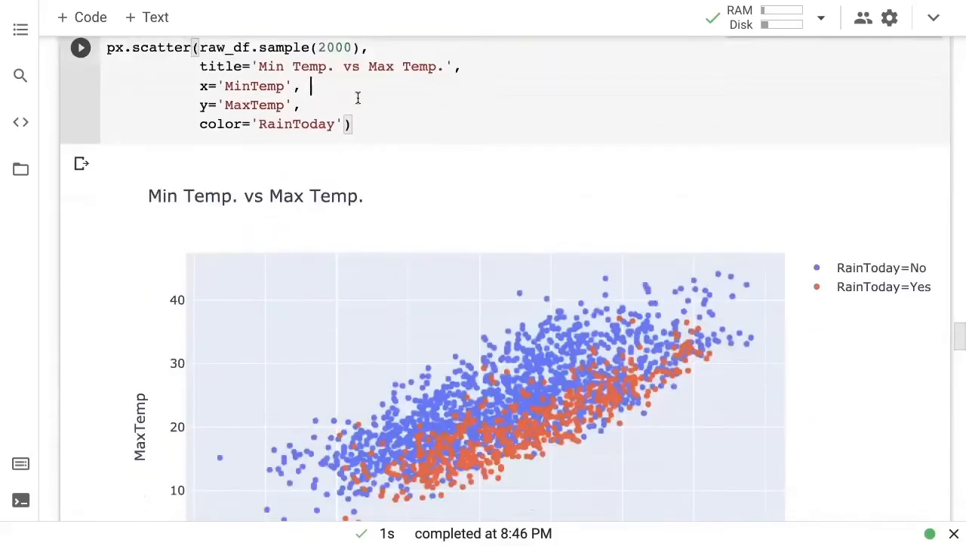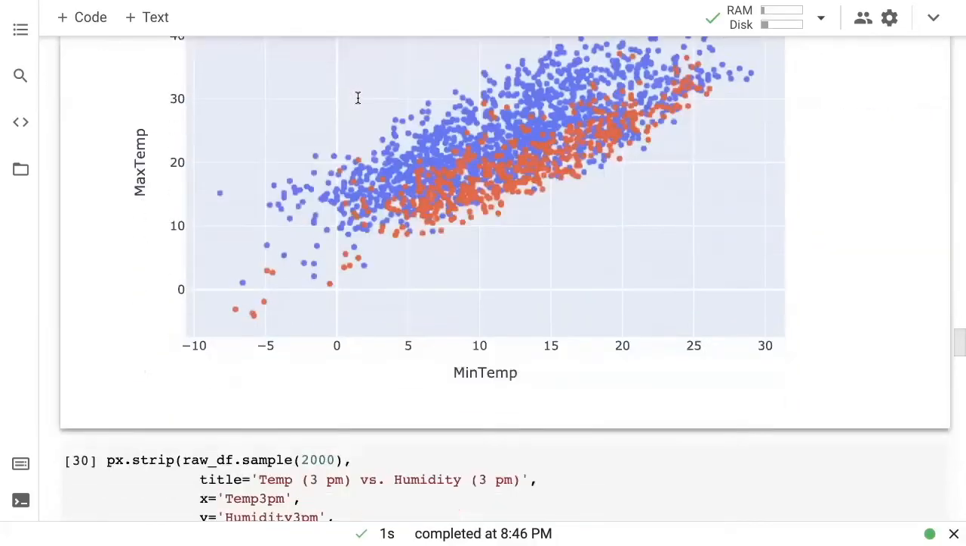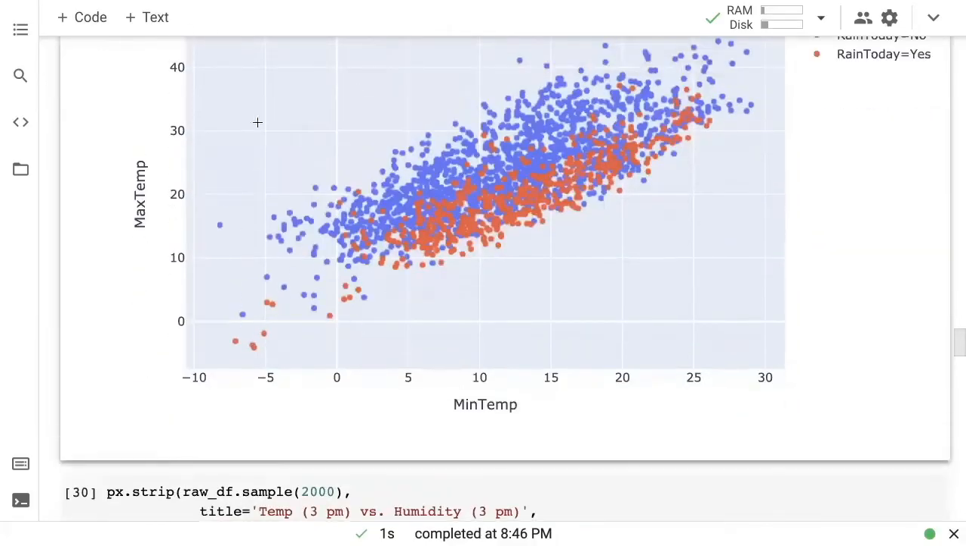Then here's a scatter plot of maximum temperature and minimum temperature. So you can see on most days, this is what the distribution of maximum temperature, minimum temperature looks like. In fact, between them, there is a linear correlation. So you could probably even try a linear regression model to predict maximum temperature using minimum temperature. And you would have a line like this. But that's not what we're doing here.